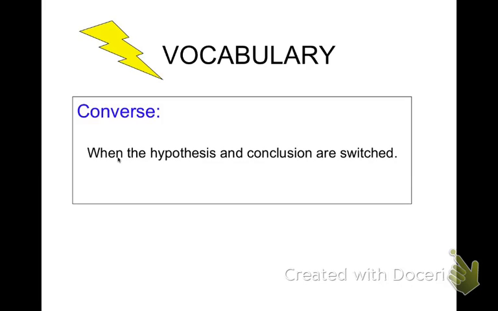A converse is when the hypothesis and conclusion are switched. So if you're asked to write a converse, you're physically going to just take your hypothesis and flip the spot with the conclusion so that it goes back and forth.